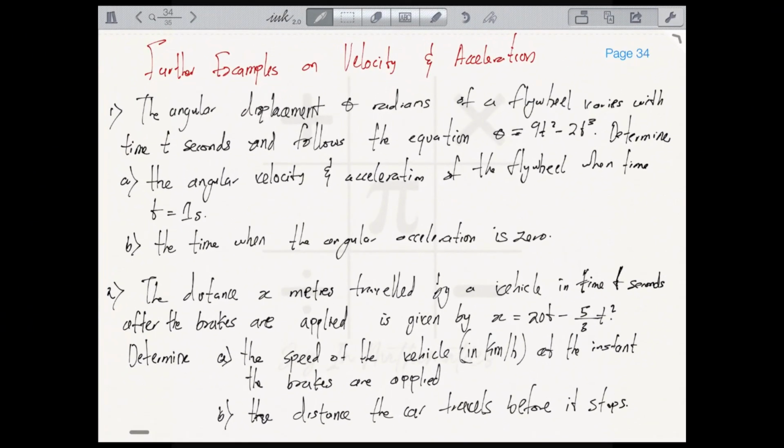In this video, we'll be taking two more examples on velocity and acceleration. Now, the first question says the angular displacement theta, in radians, of a flywheel varies with time t seconds and follows the equation theta equals 9t squared minus 2t cubed. Determine A, the angular velocity and acceleration of the flywheel when the time is 1 second, and the time when the angular acceleration is 0.